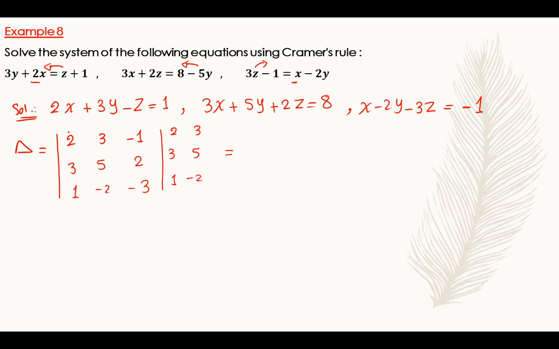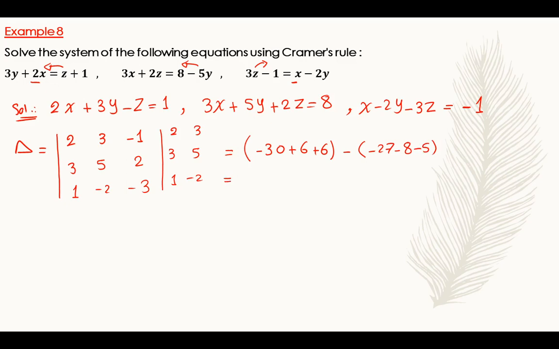We are going to multiply the elements of the left diagonals. 2 times 5 times negative 3 equals negative 30. 3 times 2 times 1 equals plus 6. Negative 1 times 3 times negative 2 is also positive 6. Minus the elements of the right diagonals: 3 times 3 times negative 3 equals negative 27, 2 times 2 times negative 2 equals negative 8, and the last diagonal is negative 1 times 5 times 1, which equals negative 5.